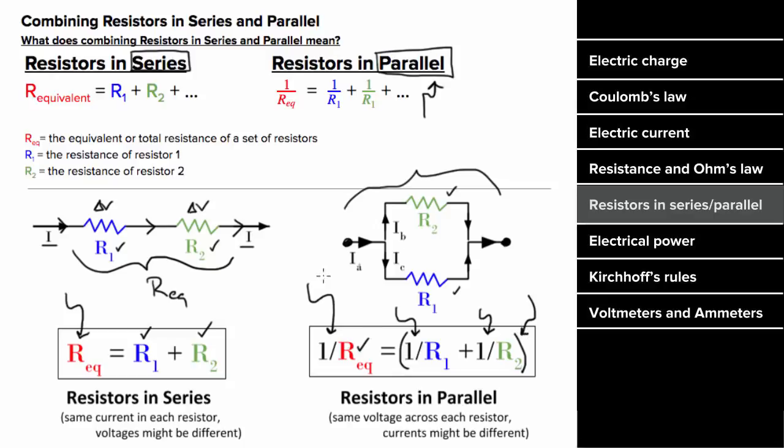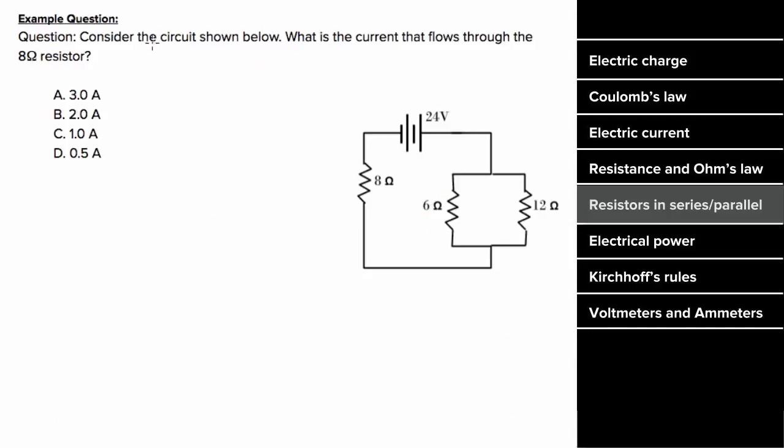So what's an example problem involving resistors in series and parallel look like? Let's say we have the circuit shown below, and we want to know what current flows through the 8 ohm resistor. Now you might be tempted to say that since Ohm's law says that the current is delta V over R, we can just plug in the voltage of the battery, which is 24 volts, divided by the resistance of the resistor, which is 8 ohms, and that would give us 3 amps. But that's not right at all.